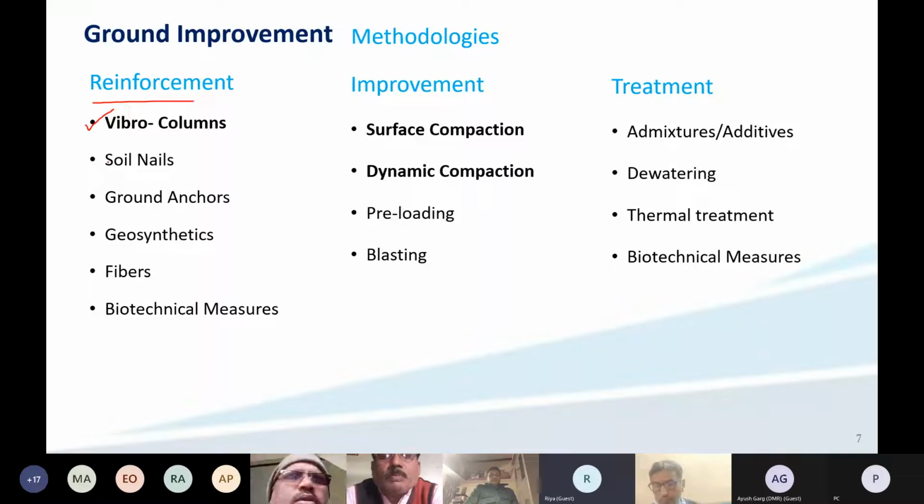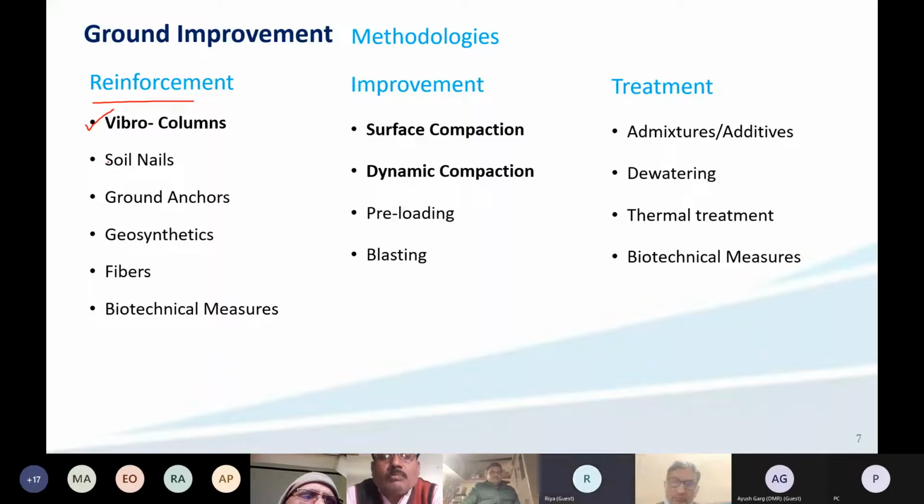Coming to improvement. In reinforcement, you are introducing an external material, or you are replacing some part of your problematic soil to improve the property. In the improvement kind of methodology, you are not exactly introducing any external or additional material. Herein, you are introducing an external stress or external force so that the properties of your soft soil can be improved. For example, surface compaction or deep compaction.